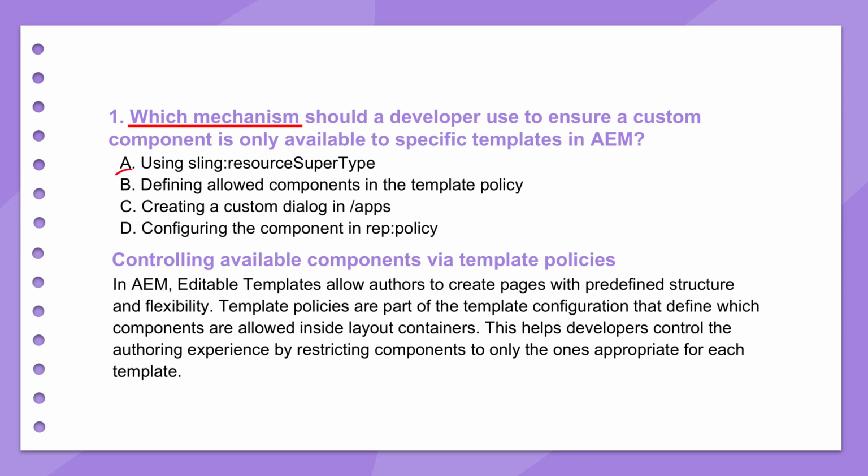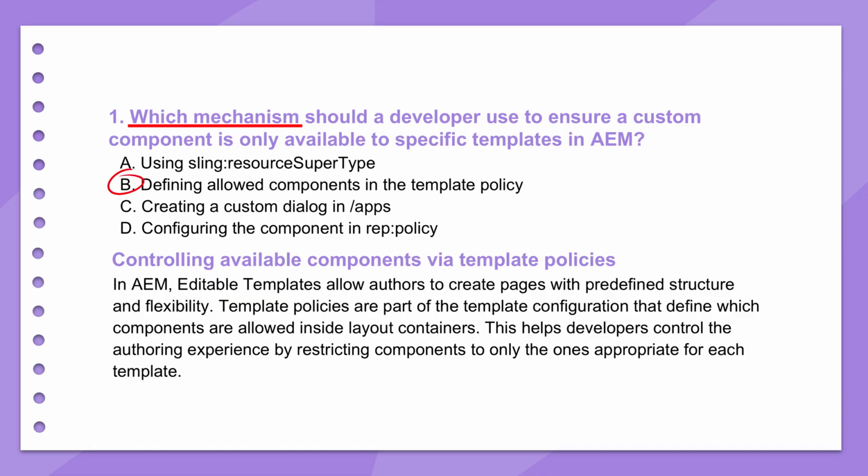Right. And rep:policy, that's much broader. That's repository security, access control lists. It's not about this template-specific component availability we need here. Right, different level entirely. So those other things, they have their uses, definitely important uses, but for controlling which components go on which templates, template policies are the tool. So the key takeaway: template policies are your go-to for that fine-grained control over authoring, right at the template level. Keep things consistent but flexible.